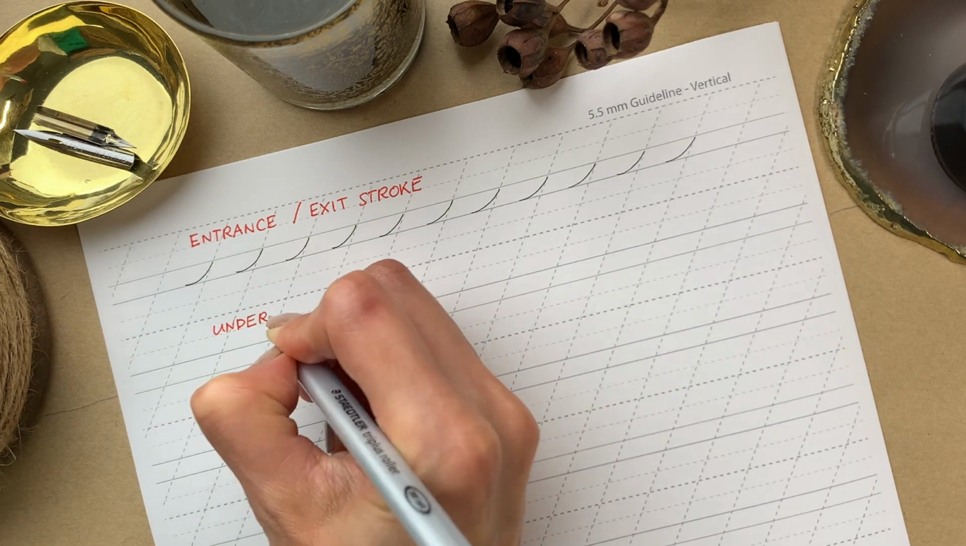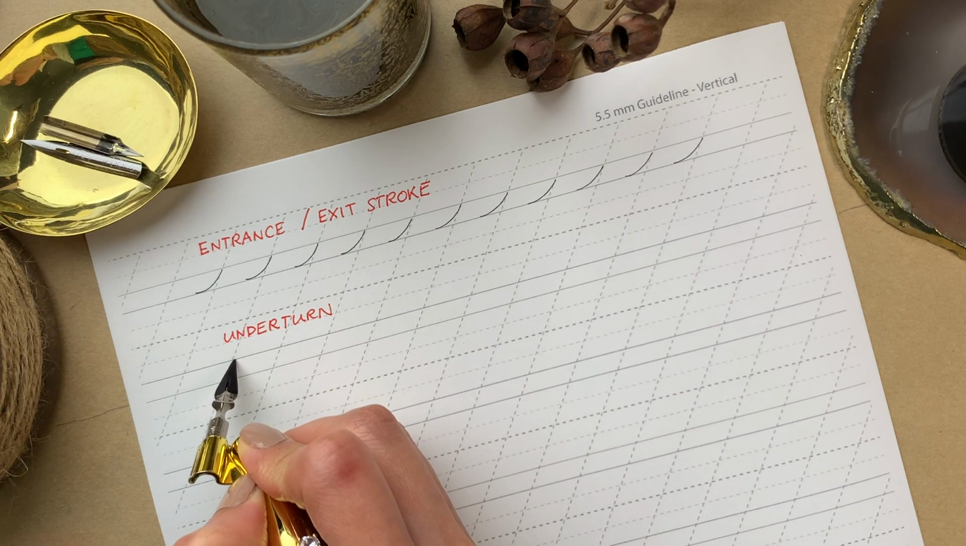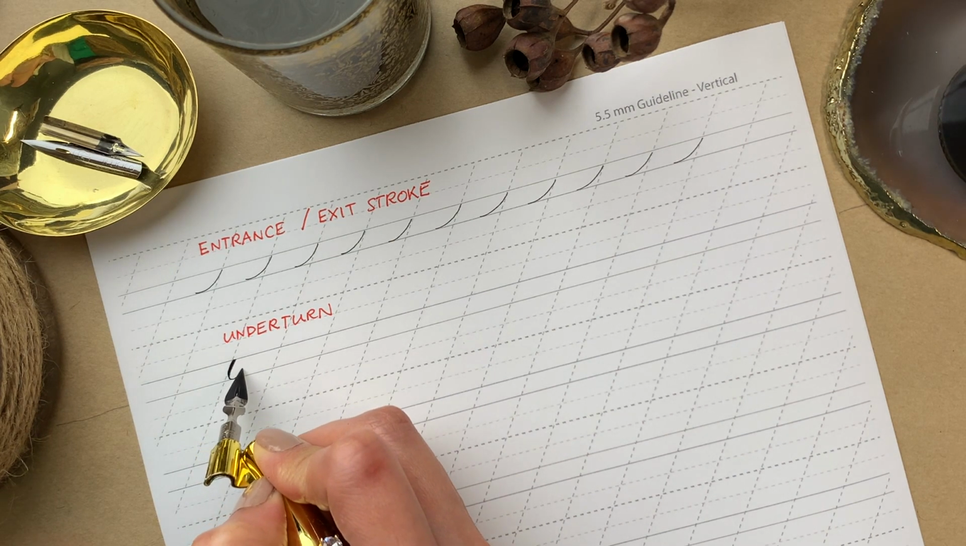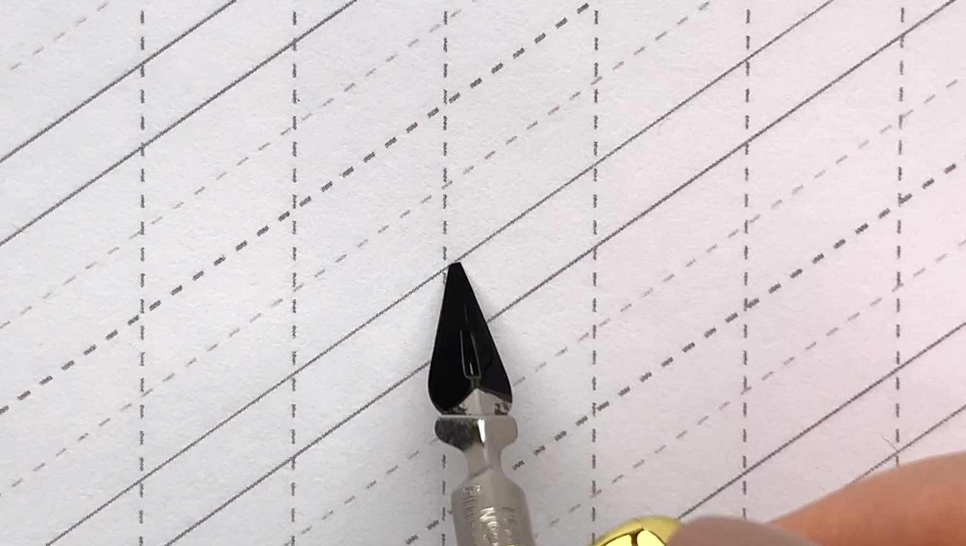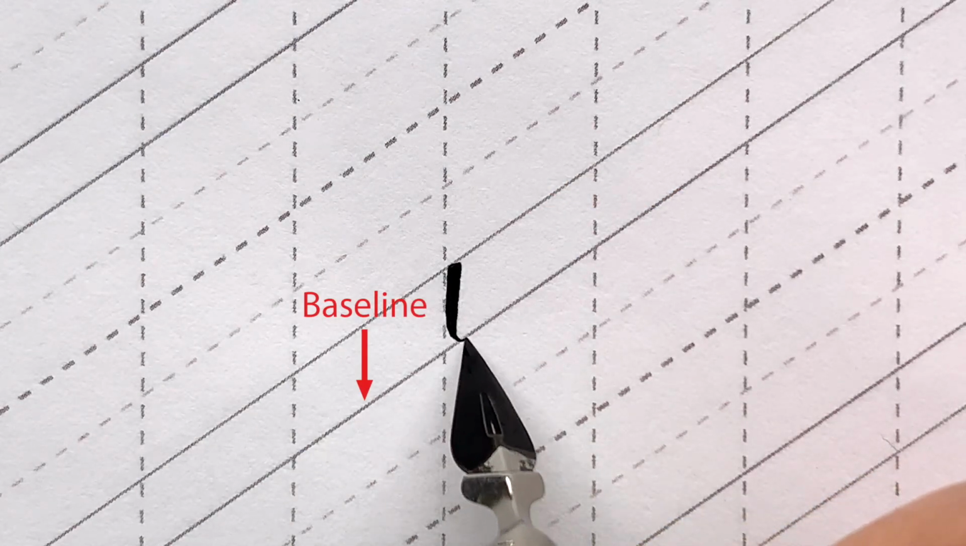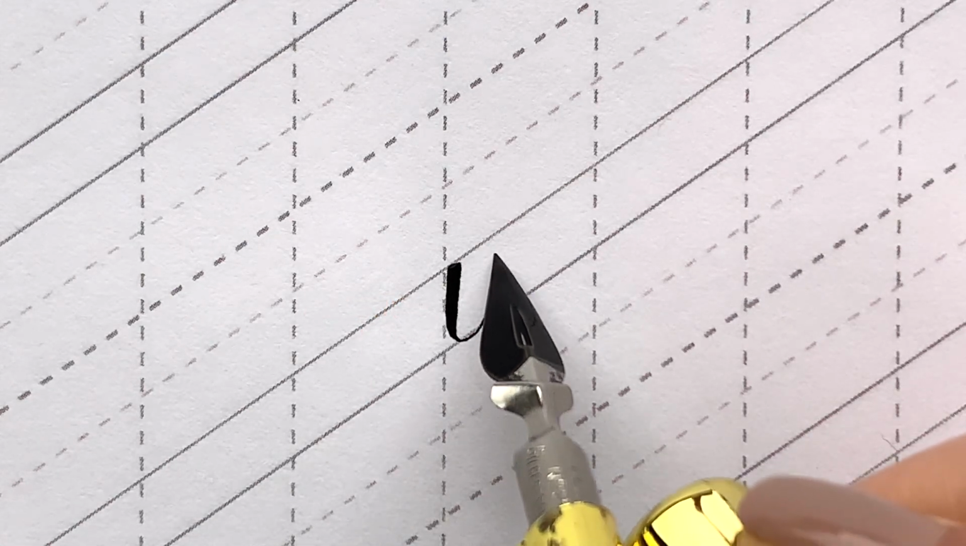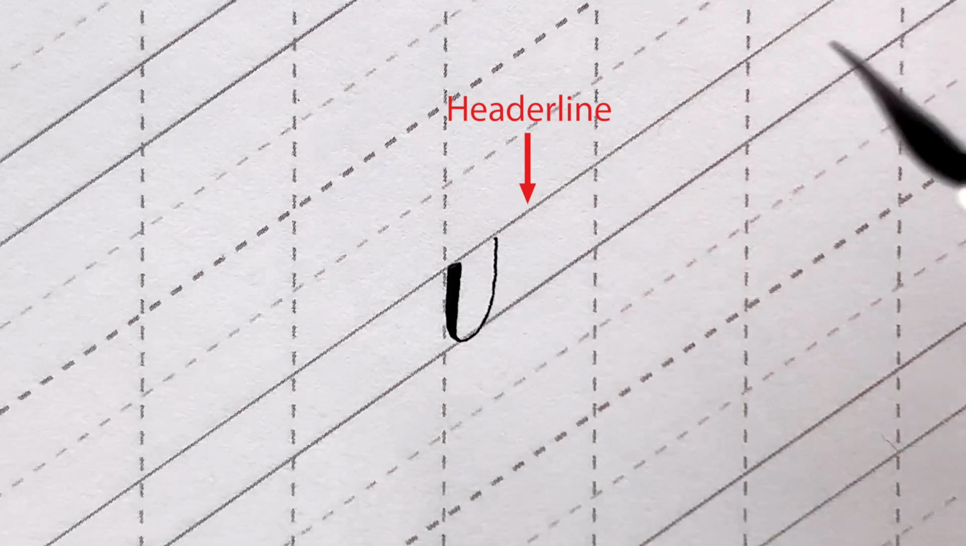Next is the underturn. You can see this stroke in letters U, W, etc. Start with a squared top following the slant. Gradually release pressure when approaching the base line and follow with a thin upstroke towards the headline.